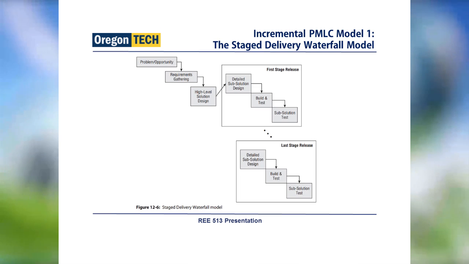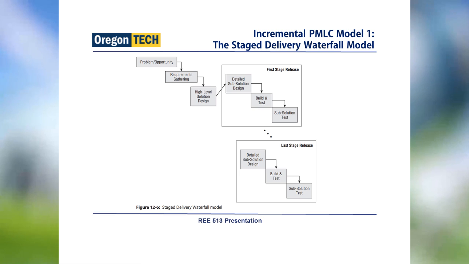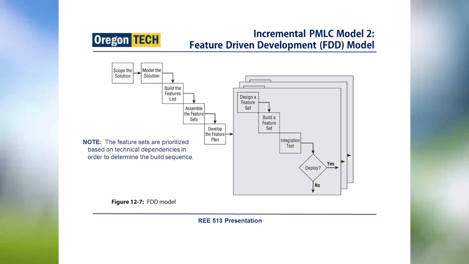This is an example of the staged delivery waterfall model. The project has been divided into first stage, second stage, and last stage. Unlike the staged delivery waterfall, the feature-driven development model develops one feature at a time.